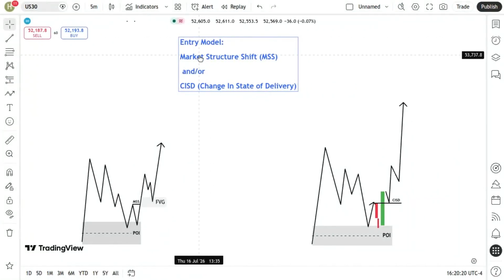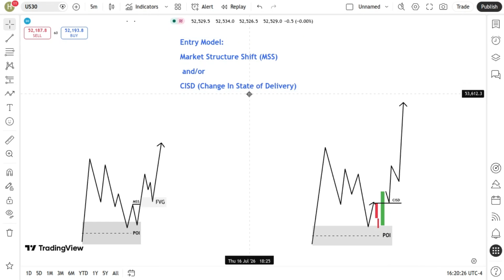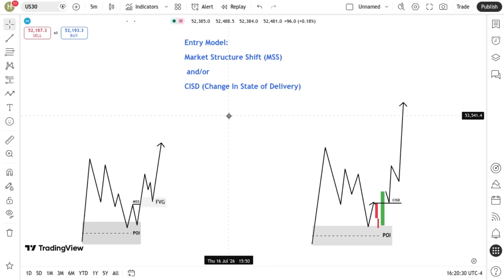Now to the entry model. This is the entry model, market structure shift, which is MSS for short, and/or CISD, which is change in state of delivery for short. Basically, these two are the same thing, and I'm going to explain why. However, first, let me explain the market structure shift.